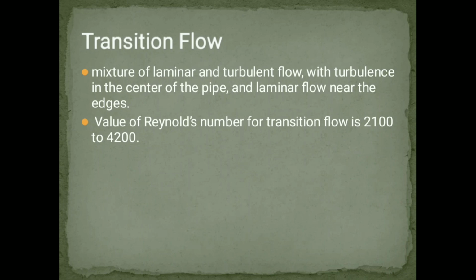The second type is transitional flow. Transition flow is a mixture of laminar and turbulent flow, with turbulence in the center of the pipe and laminar flow near the edges. Each of these flows behaves in different manners in terms of their frictional energy loss while flowing, and has different equations that predict their behavior. Also, the transition flow can be determined by the Reynolds number. The value of the Reynolds number for transition flow is 2100 to 4200.